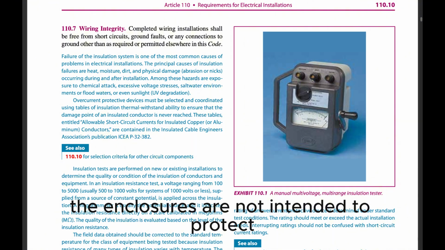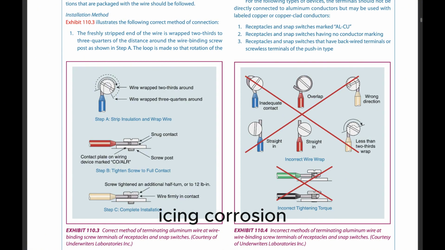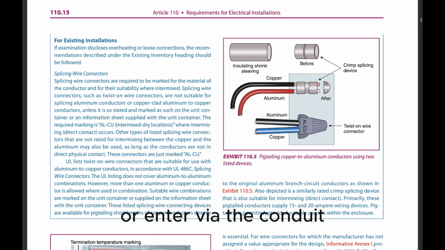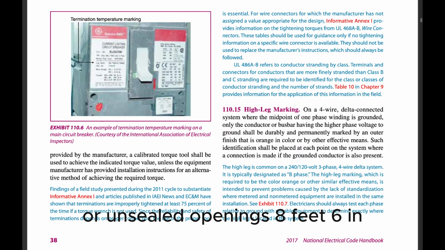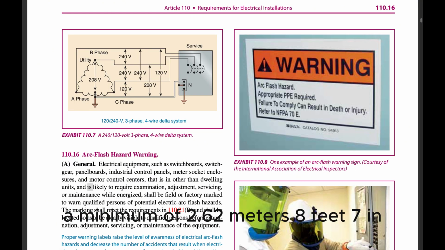The enclosures are not intended to protect against conditions such as condensation, icing, corrosion, or contamination that may occur within the enclosure or enter via the conduit or unsealed openings. 8 feet 6 in. between grounded conductors. A minimum of 2.62 meters (8 feet 7 in.).